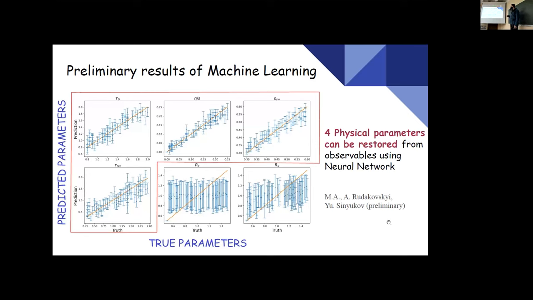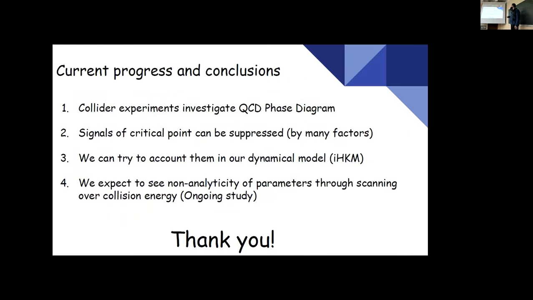At this point, I want to stop and wrap up my talk. So maybe just short conclusions. Collider experiments are very important to probe QCD in experiment, and in particular to investigate the QCD phase diagram and to find a phase transition or critical point in it. There are many factors that do not allow you to do it perfectly in experiment, and that's why you need to develop a theoretical model. We tried to do that and developed one such model. And in the last part of my talk, I showed how we are planning to get this physics using our model and neural networks. Thank you.